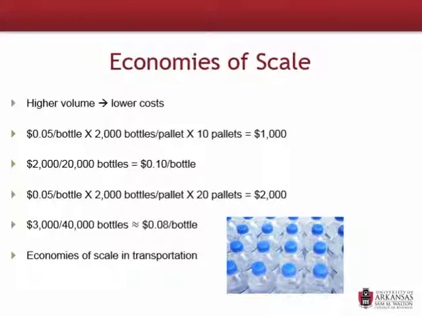So suppose a company orders 10 pallets of bottled water, 14 ounces per bottle, and they cost about 5 cents per bottle. There are 2,000 bottles per pallet. Suppose they use a truckload carrier and it costs $1,000 for transportation. So the purchase cost is 5 cents per bottle, and there's 2,000 bottles per pallet, and there's 10 pallets, so that's $1,000 total. So the purchase cost plus the transportation cost is $2,000.